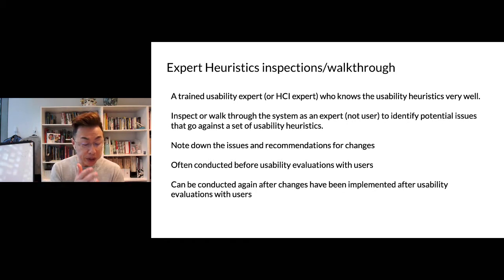So basically, they step through the prototype from the beginning and look through each of the frames and screens that you've designed. Because they know exactly what good usability heuristics are, they'll be able to find problems. That's why you want to use experts here. The experts will note down the issues, and they will say, okay, for this screen, these are some of the issues, and these are the recommended changes.